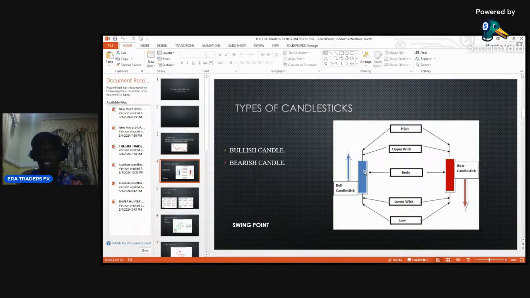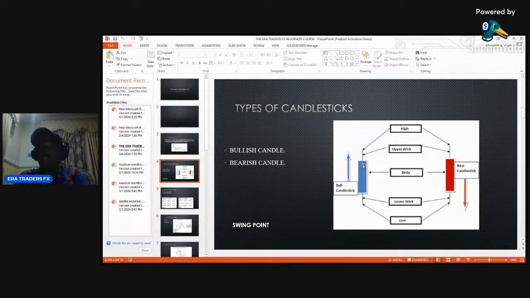You can see this picture here. This is the bullish candle, which represents the buy candle. That means the market is going up. The bearish candle represents the sell candle, which means the market is coming down. Is that okay? We have the candle features: the body of the candle, the wick of the candle, the high, the low, and the open and the close. What differentiates the bullish candle from the bearish candle is where the open and the close are.